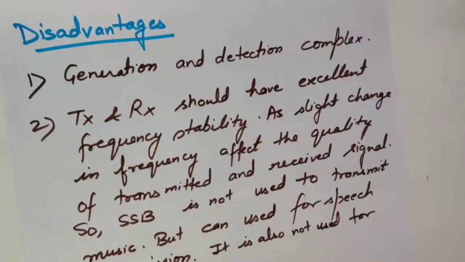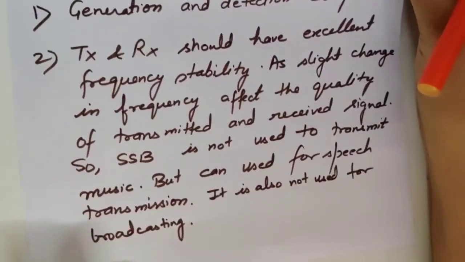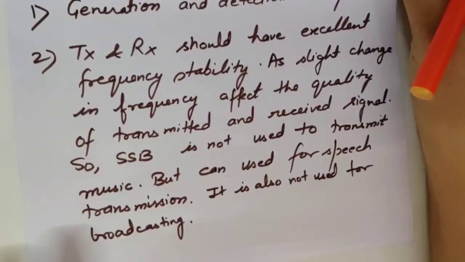If we want it for broadcasting, as you know, in broadcasting you need many receivers, and the receiver used in this should be of high quality factor, which is very costly. If we want that high quality factor receiver, it is very costly, and if we are using more receivers, then the cost increases. So it is not efficient to use it for broadcasting, but we can use it for speech transmission. So this is the disadvantage of SSB-SC.